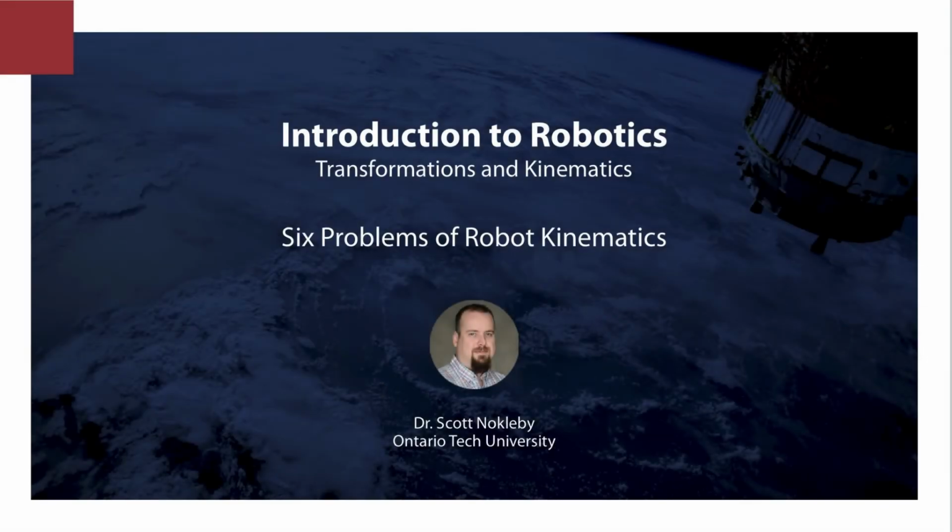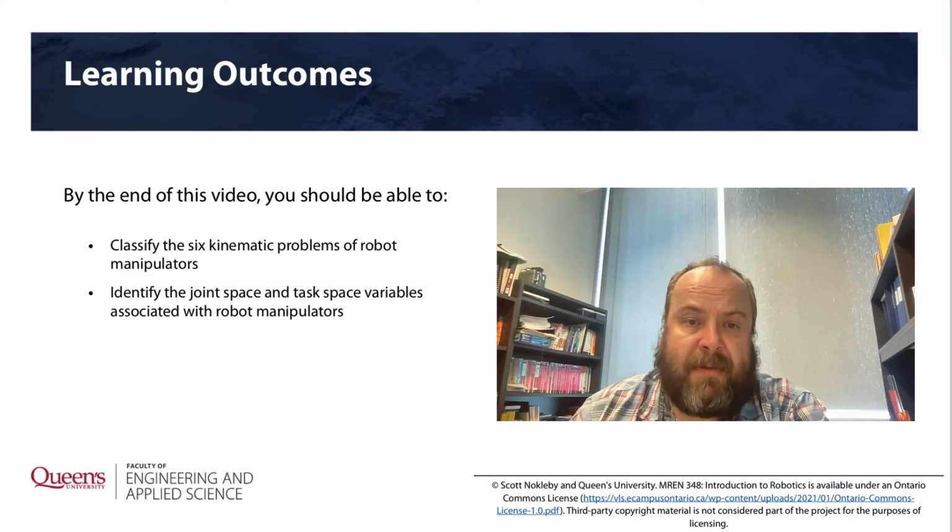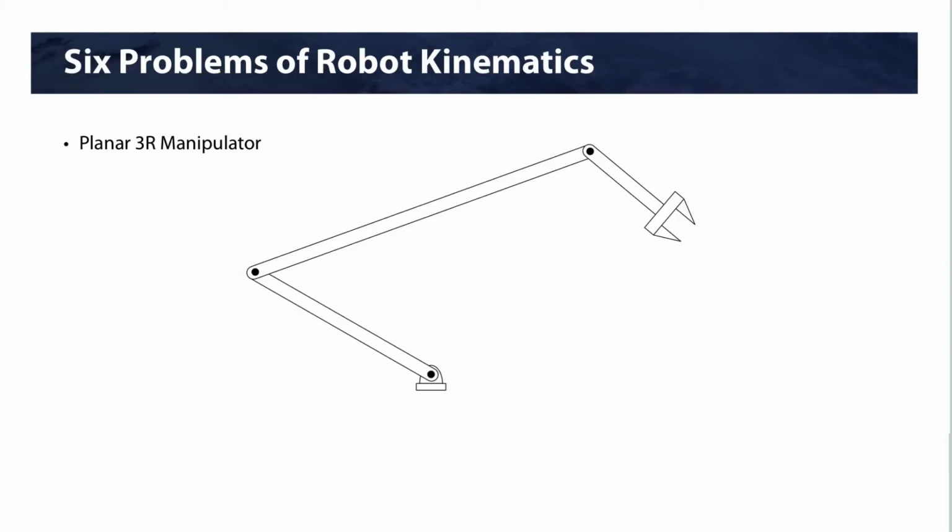Hi, I'm Scott Knockleby. In this video, we're going to look at the 6 problems of robot kinematics. By the end of this video, you should be able to classify the 6 kinematic problems of robot manipulators. As well, you should be able to identify the joint space and task space variables associated with robot manipulators. So we're going to look at an example to illustrate the 6 problems.